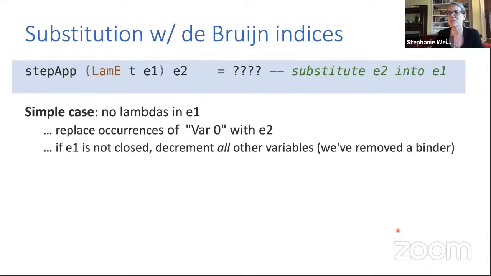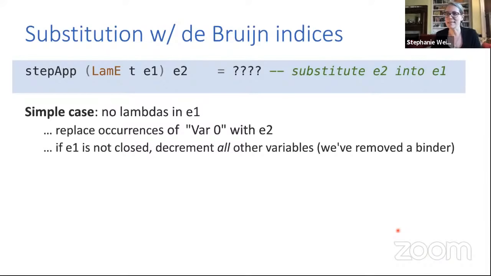So we want to traverse the term looking for those var zeros. But there is a little bit of an issue for the fact that E1 could be open, right? It could have some other variables. And when we do this case, when we do the substitution, we're taking this lambda off. And so we're decreasing the binding level of the variables in E1. And so as we do the substitution, we may want to do a little bit of additional work. We may want to decrement all of those other variables to make sure that they point to the right place.